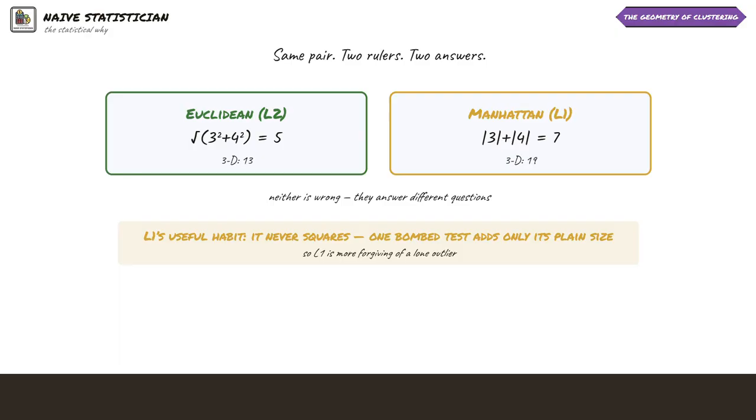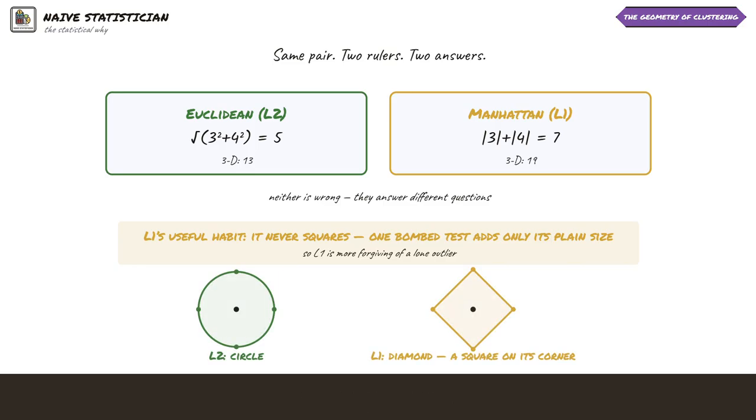Manhattan has one useful habit. Because it never squares anything, a single wild variable, one student who bombed one test, contributes only its plain size and not its square. So L1 is more forgiving of a lone outlier. The geometry changes too. Points at equal Manhattan distance from a center do not trace a circle, they trace a diamond, a square balanced on its corner.